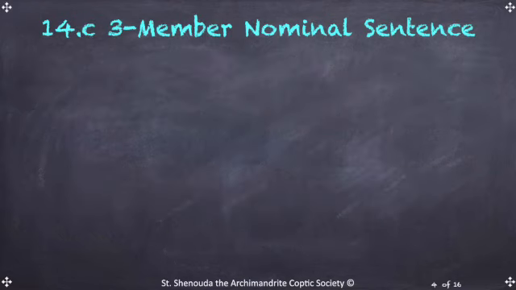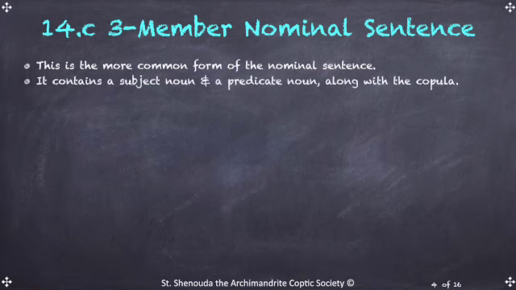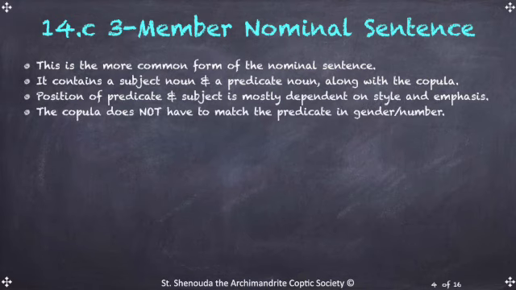The second type of nominal sentence is a three-member nominal sentence. This is a more common type of a nominal sentence. The subject is provided in the nominal sentence. Could be a noun or could be a pronoun. The position of the predicate and the subject in the three-member nominal sentence is mostly dependent on style and emphasis. The copula in the three-member nominal sentence may or may not match the predicate in gender or number.